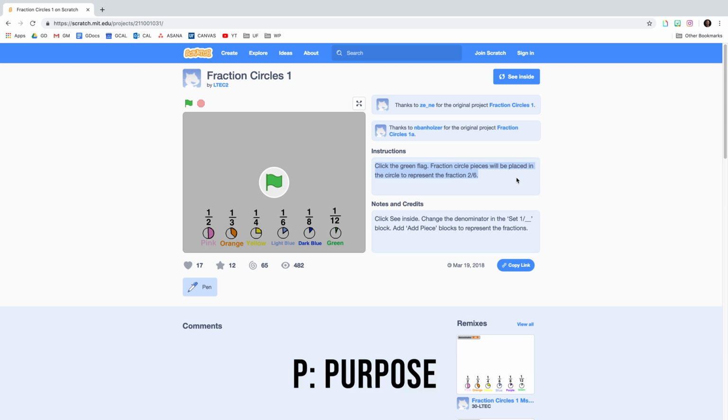The third step, P, stands for purpose, which comes after the instructions. This is where students try to take the instructions and guess at what the purpose of the project will be. In this case, it appears that the purpose of the project will be to experiment with different fraction circles that represent a whole. The fourth step, P, stands for play. Play is to click the green flag to see what the project does. In this case, we'll click the green flag and see what happens on screen.